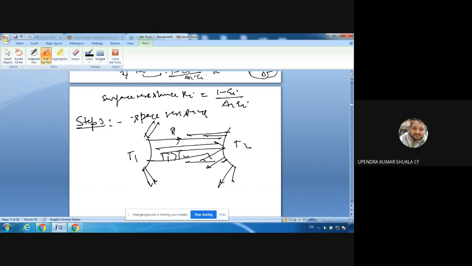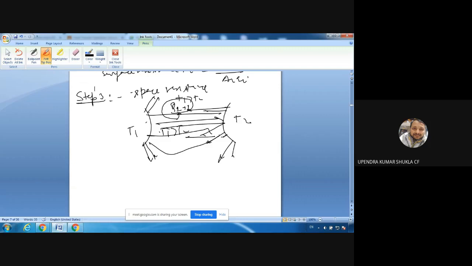So we are interested in T1 greater than T2, so we are interested in Q12. What is the radiation exchange? If these two are black surfaces, then we have found out for this Q dot 12: A1 F12 and EB1 minus EB2. That is, sigma times T1 to the power 4 minus T2 to the power 4.